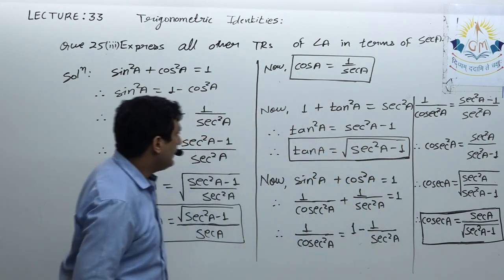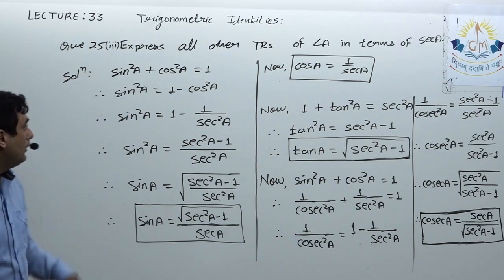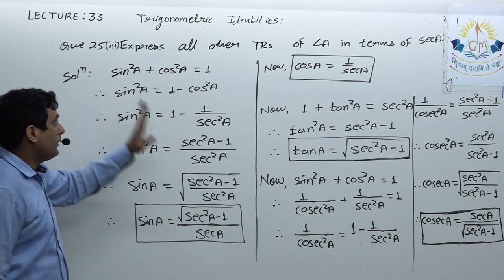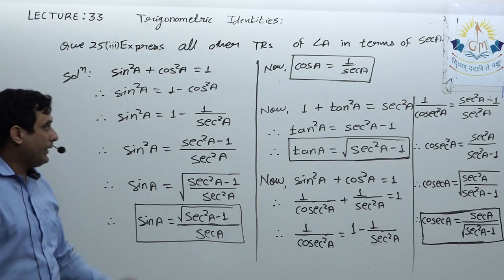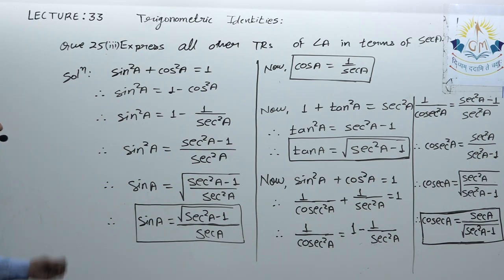See, in your exam, generally they do not ask this type of question, that means expressing all trigonometric ratios in terms of any other trigonometric ratio. They generally ask to express sin A in terms of cos A or cot A in terms of sec A and so on. Generally they ask one, maximum two. So here we converted four trigonometric ratios in terms of sec A.